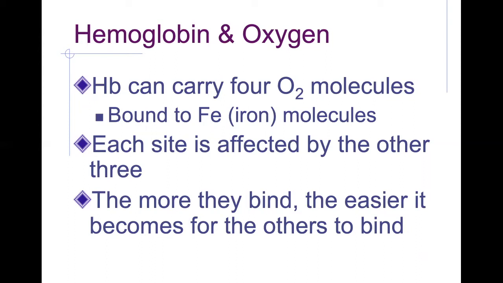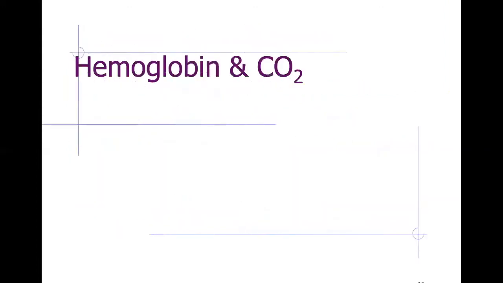And the reverse goes the same. If one of the oxygen molecules leaves the hemoglobin, there is a higher affinity for us to push the other oxygen off of the other iron molecules. So when we're binding oxygen onto it, the more they bind, the easier it becomes for the others to bind. Now let's take a look at our hemoglobin and carbon dioxide.